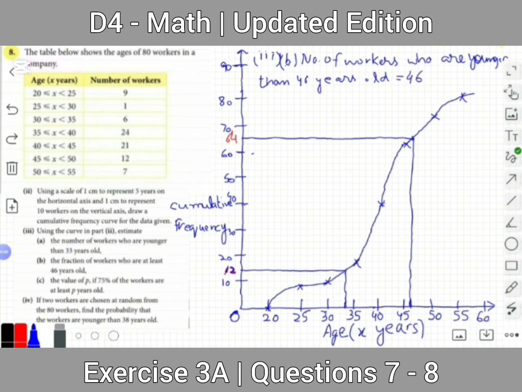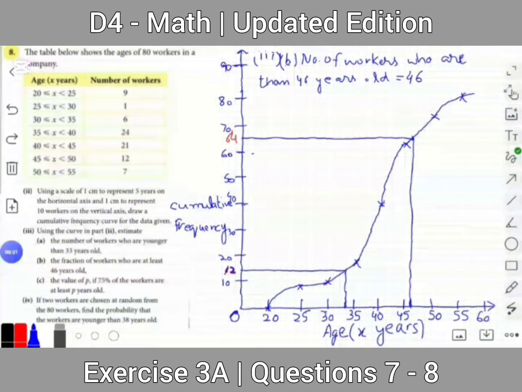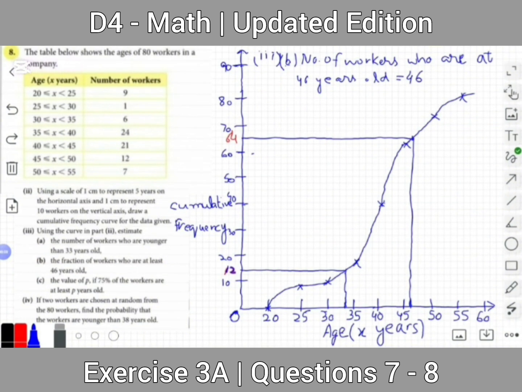Since we have found out the number of workers who are younger than 46 years old, we can easily find out the number of workers who are at least 46 years old by subtracting the number of workers who are younger than 46 years old from the total number of workers, and that was 80. So 80 minus 64 will be equals to 16.